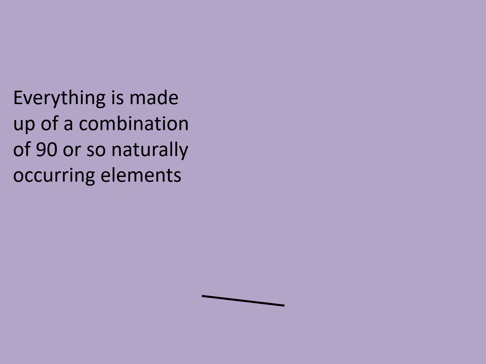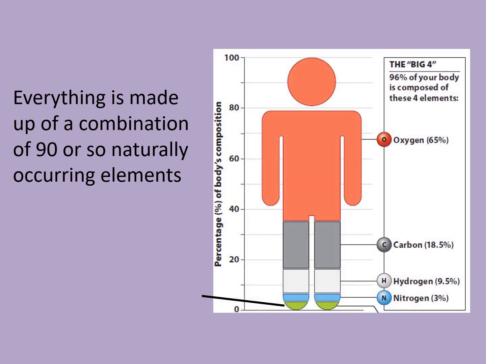Everything is made up of a combination of about 90 or so naturally occurring elements. For us, the big 4 of our bodies, about 96% of our body, are composed of just 4 elements. The highest amount, no surprise, is oxygen at about 65%. We have carbon at about 18.5, hydrogen at 9.5, and nitrogen at about 3.